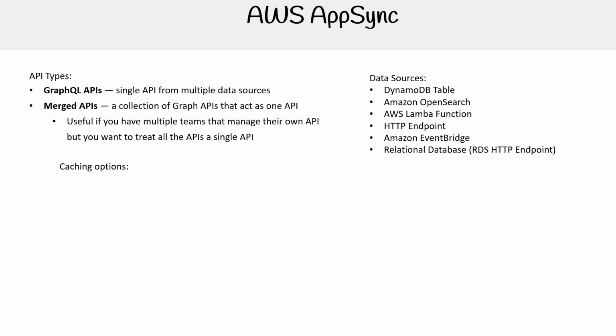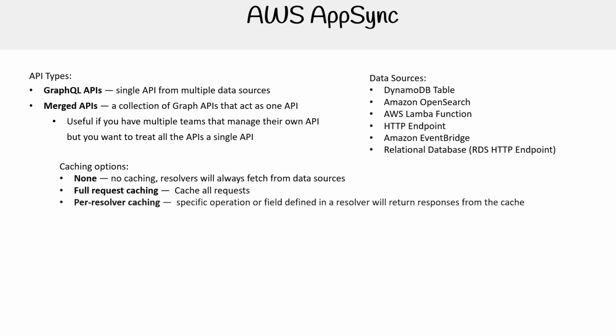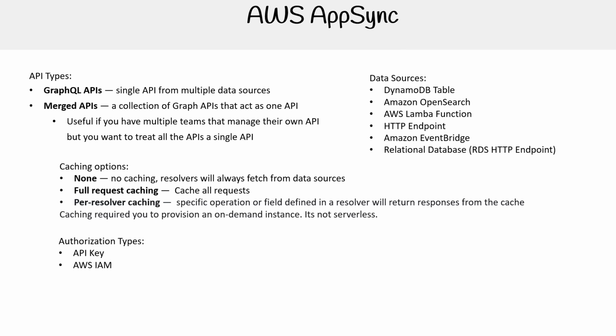We have a few caching options. We have no caching, full request caching, or per resolver caching. What's interesting about the caching solution here is you actually provision an instance. So you pick an instance type. So it's not serverless, it's an ongoing cost. For authorization types, we have API key, AWS IAM, and Cognito user pools. The reason you want authorization is to say who's allowed to access your API. So those are your options there.